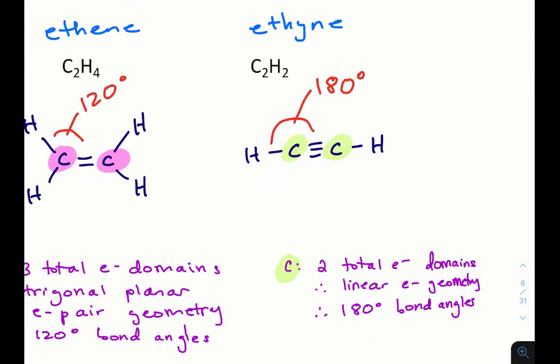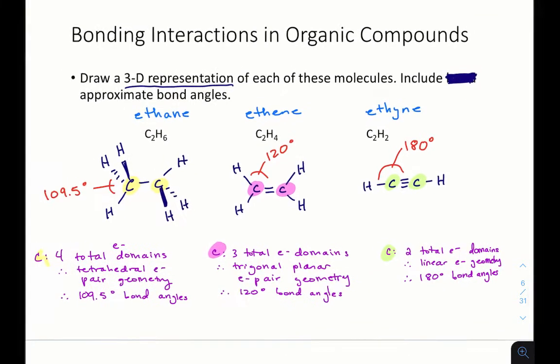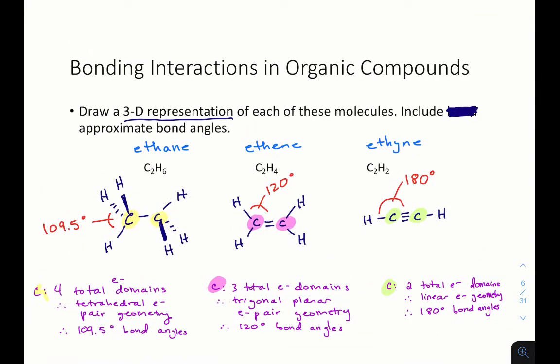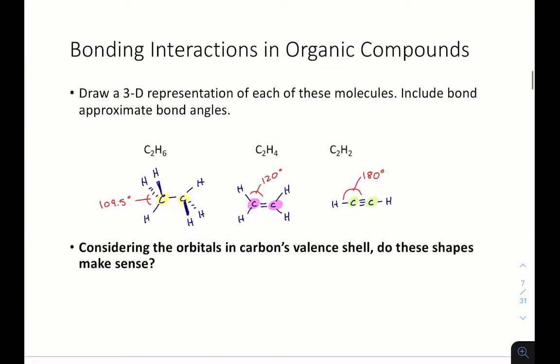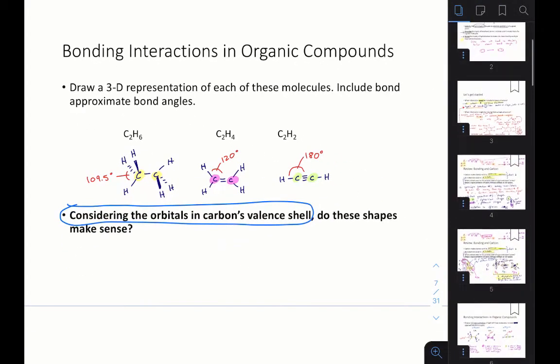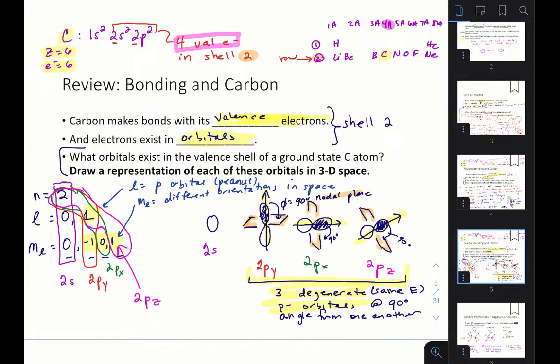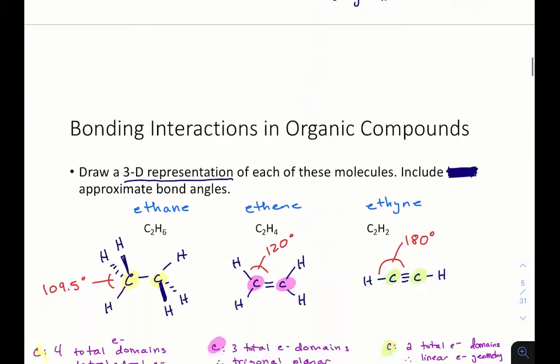bond angles. Now that we refreshed our memory with the molecular shapes of each of these 3 hydrocarbons, can we rationalize the bond angles and the shapes of these molecules given the orbitals in carbon's valence shell? Given these orbitals that we took 10 minutes to draw out. So given these orbitals, which I'll draw again, can we rationalize these shapes?